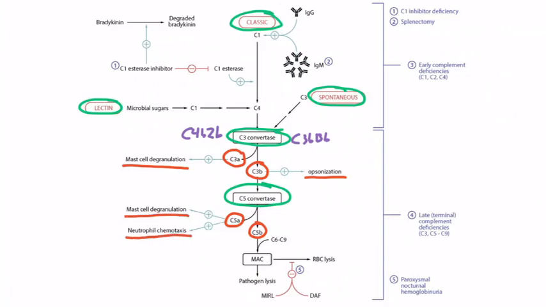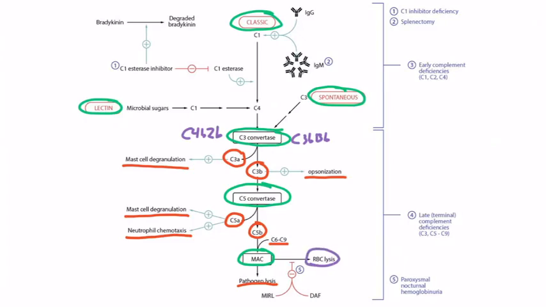Now let's move on to C5b. This will combine with C6 through C9 complement proteins, and together they will form the membrane attack complex, which you can see here. The membrane attack complex will form on the surface of pathogens and cause pathogen lysis. Another detail you need to know about the membrane attack complex is that it can also form on RBCs, and it can actually cause red blood cell lysis.